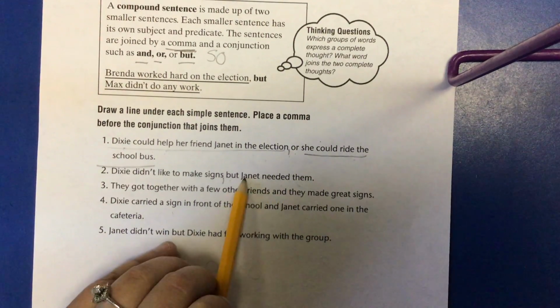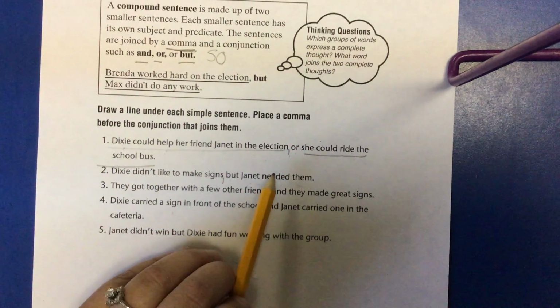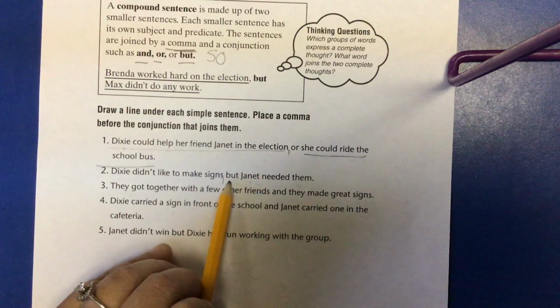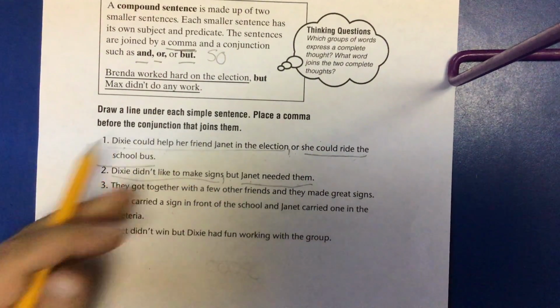Or who are we talking about? Janet. Janet is our subject. What did Janet do? She needed. That's the predicate. So that is a sentence. And we underline this sentence, and put a comma in between.